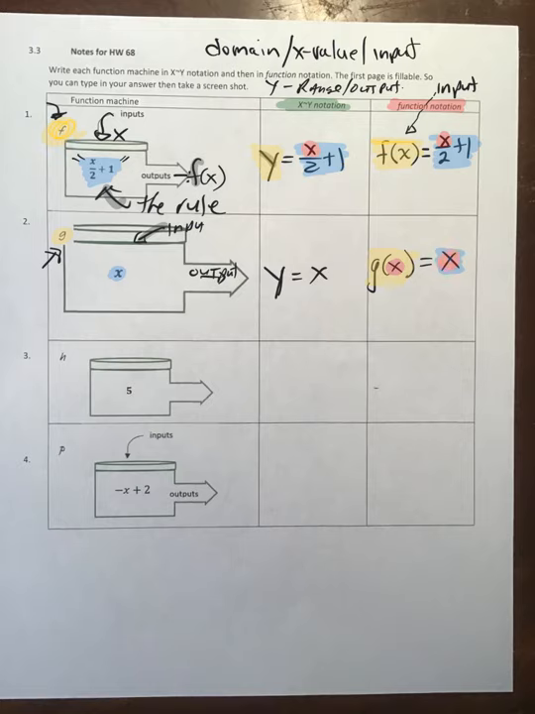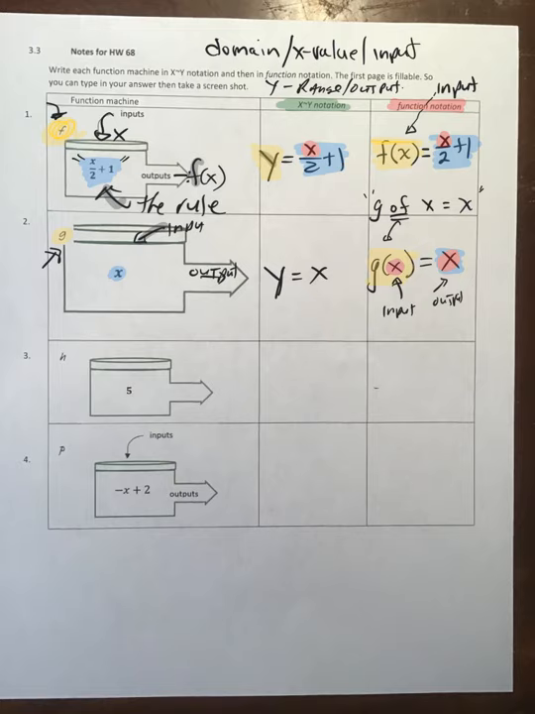So you read this, G of X is equal to X. Like that's how you would read it. You'd read it with an of. And that means what you're putting into the machine, so that's your input, and that's your output. So let's look at the next one.